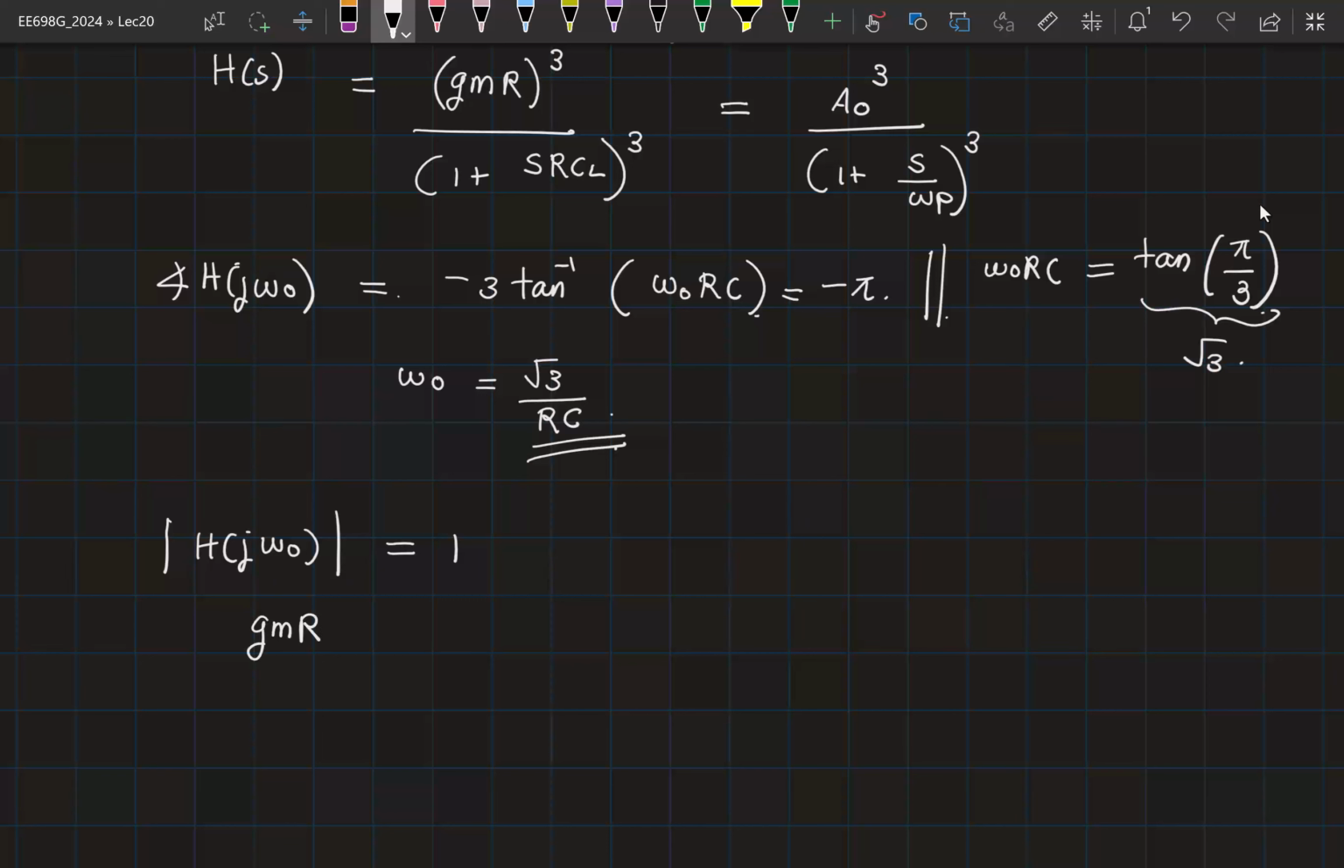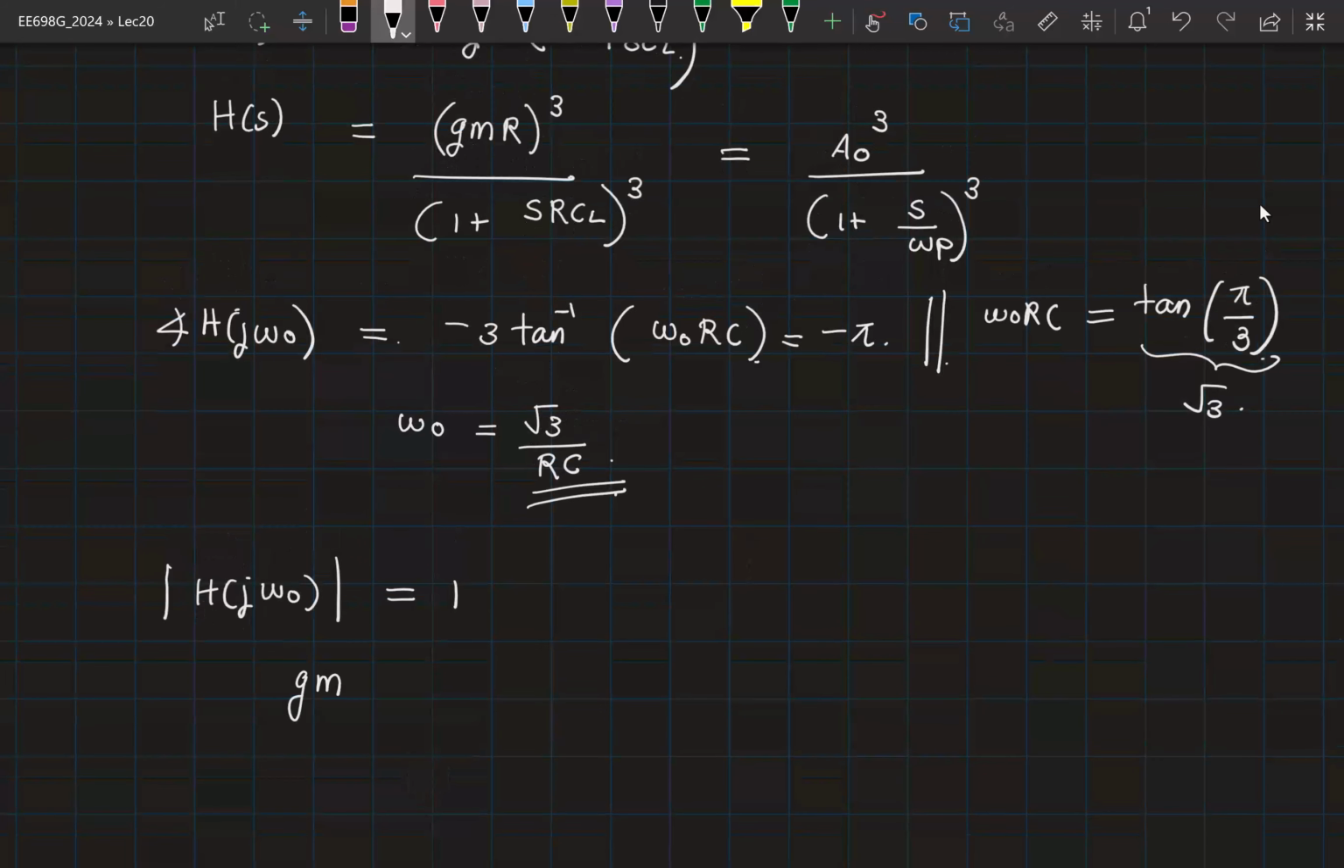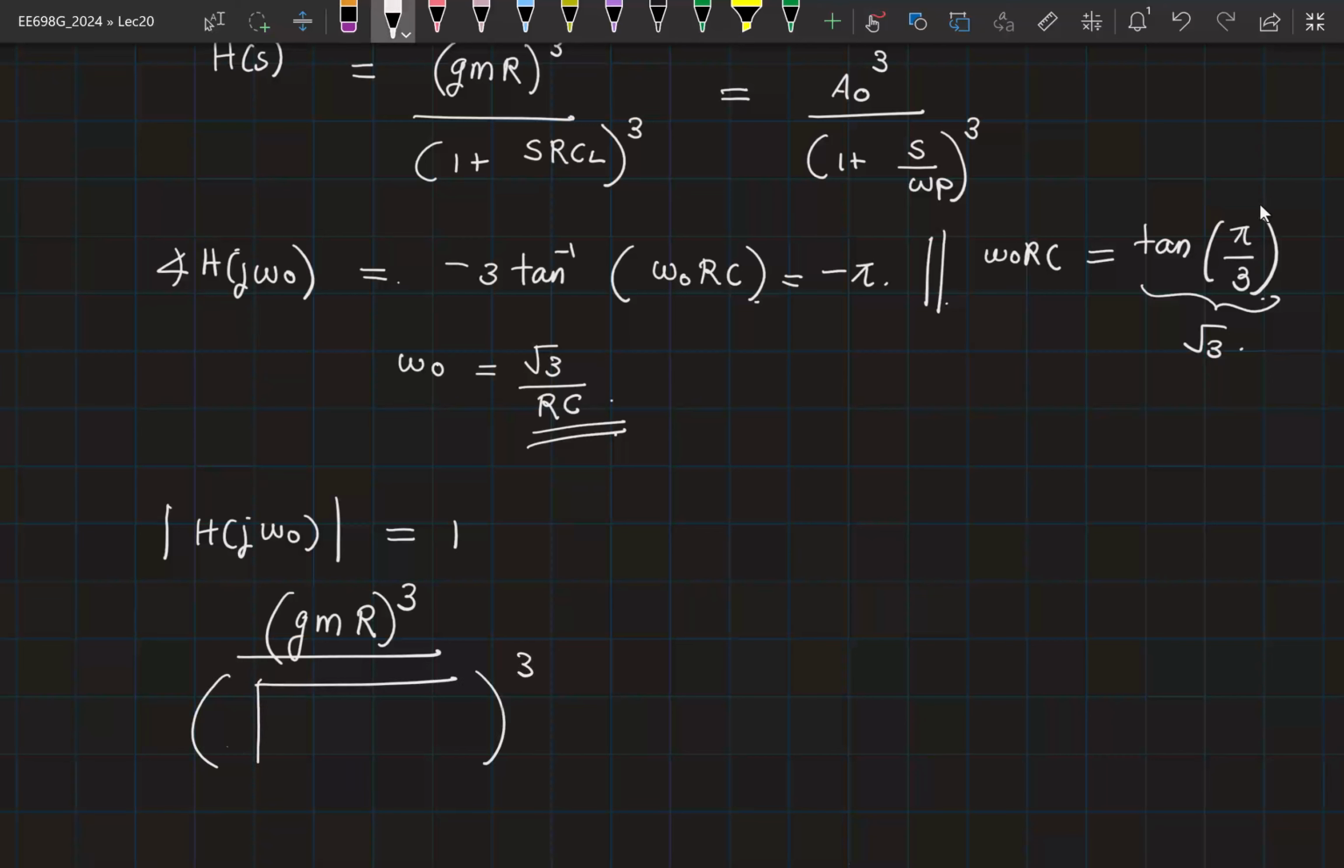So, GMR the whole cube, so you put the whole magnitude constraint. The magnitude will be GMR the whole cube divided by cube of root of 1 plus omega naught square R square C square. Now what is this factor? This is equal to 3, right? You have the condition derived here. So you have 3 plus 1, 4, root of 4. So this whole thing reduces down to 2. So this gives you the condition that GMR should be equal to 2.